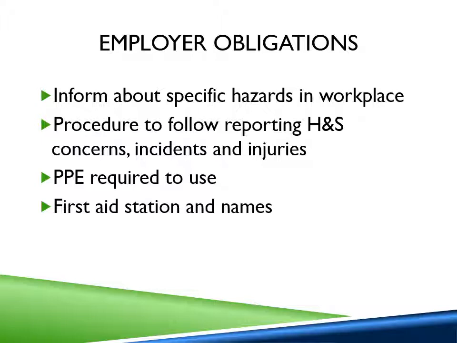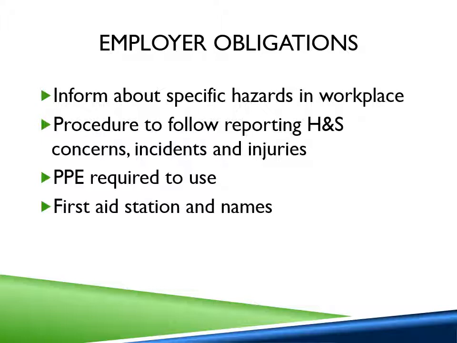The employer's obligations concerning the right to know are many and important. They must do the following: inform all workers about specific or potential hazards in the workplace and ensure that they do everything reasonable so workers are safe. They must develop, implement, and train workers on the procedures to follow to report health and safety concerns, workplace incidents, and workplace injuries or illnesses. This includes training on how to report an injury to the Workplace Safety and Insurance Board.